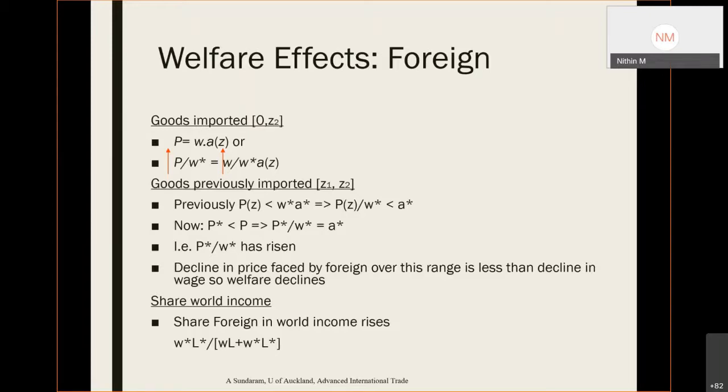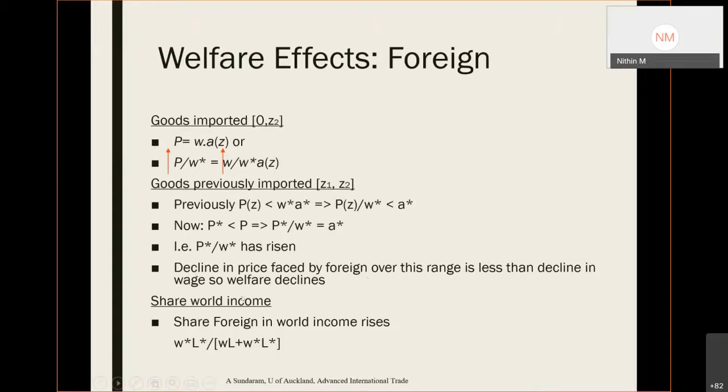So remember that the Chinese economy has seen an increase in its labor force, right? So L star went up. And so there's going to be a decline in wage. And unfortunately for them, the decline in price is not enough to compensate for that decline in wage. In other words, the real wage in China goes down in that interval, Z1 to Z2. Okay. So what we can show from the comparative statics in this exercise is that if China experiences population growth, that's a good thing for India, but that's a bad thing for China, in this model.